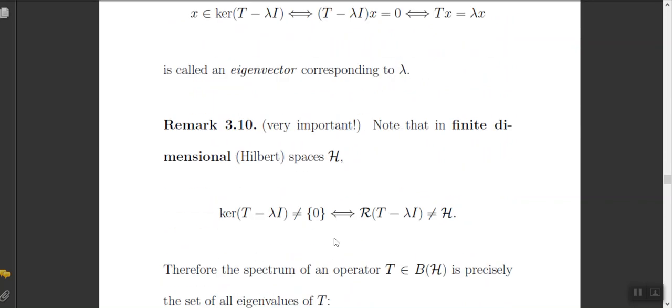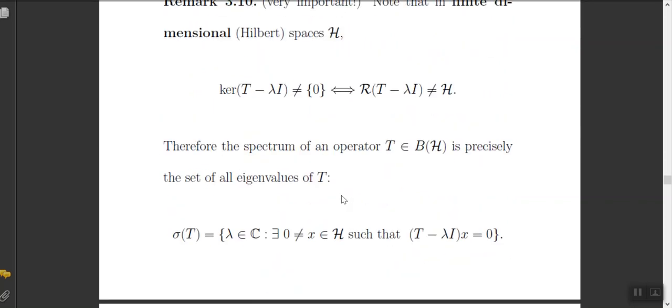So when you are talking about the spectrum of T on a finite dimensional space, one more time I repeat: sigma(T) equals the set of all scalars lambda such that T minus lambda I is not invertible, and that is equivalent to saying that the kernel of T minus lambda I is not 0.